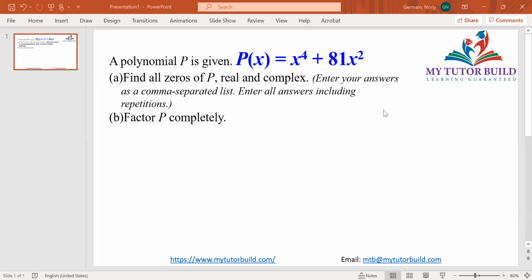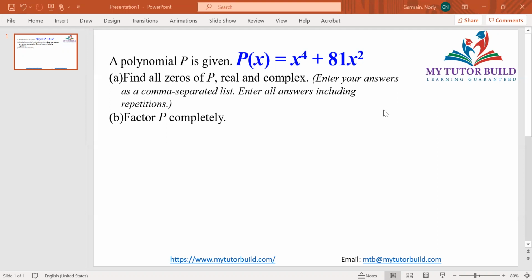First of all, let me remind you, when you have a polynomial of a certain degree, if the degree is 3, we're going to have 3 zeros. If the highest degree is 4, we're going to have 4 zeros. When we say highest degree, that means the highest exponent. So if the exponent is 4, we're going to have 4 zeros. If the exponent is 10, we're going to have 10 zeros.